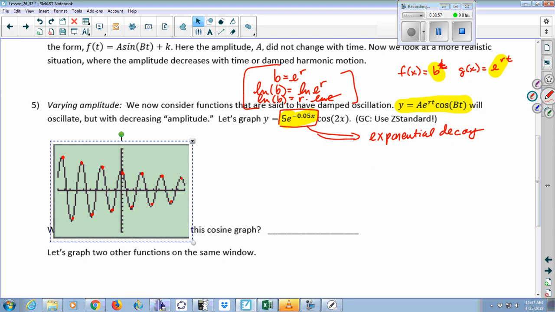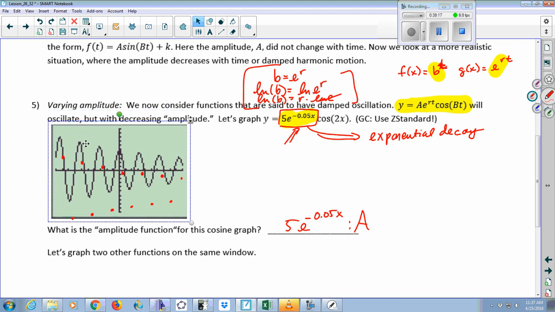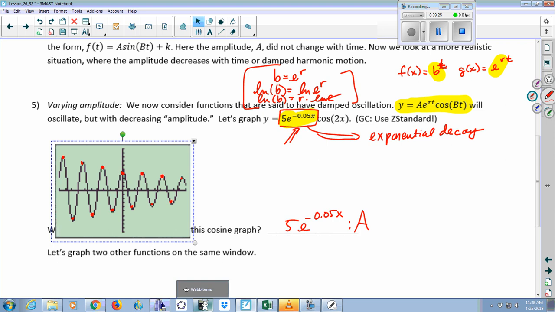So, what is the function of this right here? Let's take a look. We're now going to call 5e to the negative 0.05x. That's our amplitude. So if we really want to see what's going on, let's graph two more functions in our calculator. Let's graph this amplitude: y equals 5e to the negative 0.05x, and see what it does to our picture.